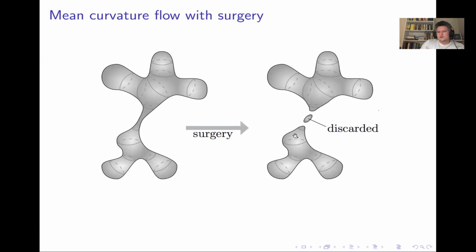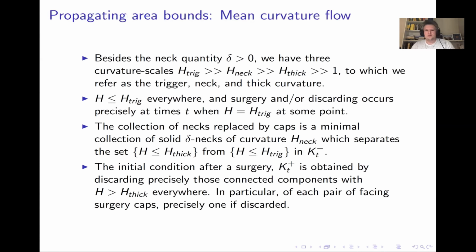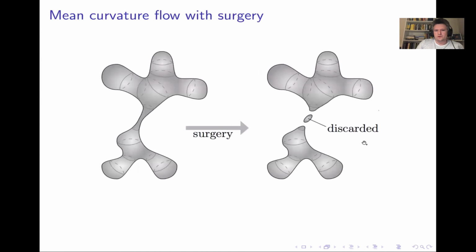Okay. Here, I have points in this component where the mean curvature is very large, like the neck scale. But I also have ones where it's smaller, so that's a thick. So this component I keep. Same thing for the above component. It's only the components where the curvature is bigger than thick everywhere that are thrown away. And that's why I know a lot about those components, and I can take care of them.